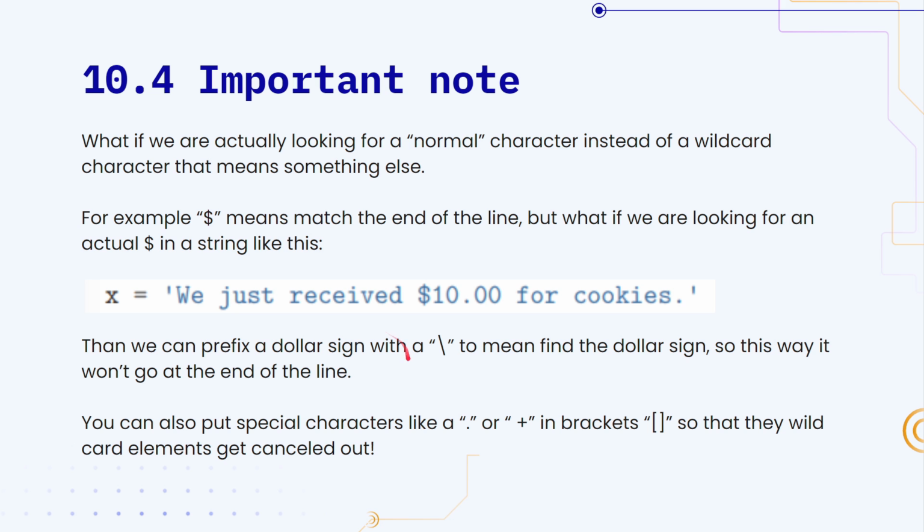So one thing we could do is match the dollar sign with a slash to mean find the dollar sign, so that it doesn't go at the end of the line. So if we say slash and then dollar sign after that, it would actually find the dollar sign. But I would not recommend doing that, and I would get used to putting the dollar sign or other characters in brackets, which makes it look better, and it's what I use personally. And just like how we put brackets around that period in the previous exercises, you could put the dollar sign in the bracket, so that these wildcard elements get canceled out. So I would put the dollar sign in a bracket, as you can see like this, and that will look for the dollar sign itself and not the wildcard character.